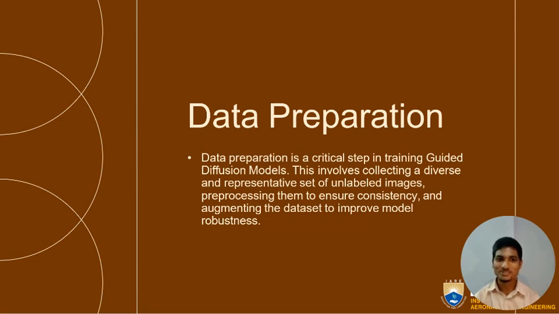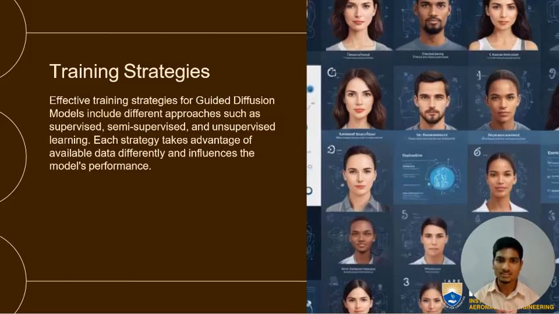Data preparation. Data preparation is a critical step in training guided diffusion models. This involves collecting a diverse and representative set of unlabeled images, pre-processing them to ensure consistency, and augmenting the dataset to improve model robustness.